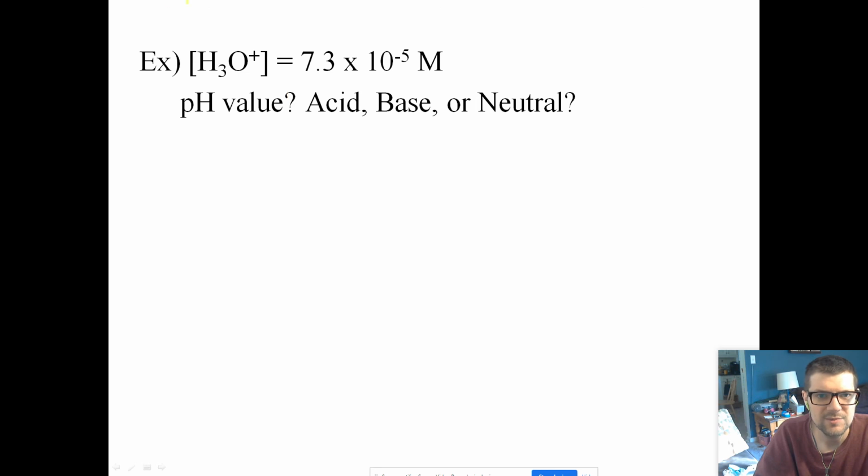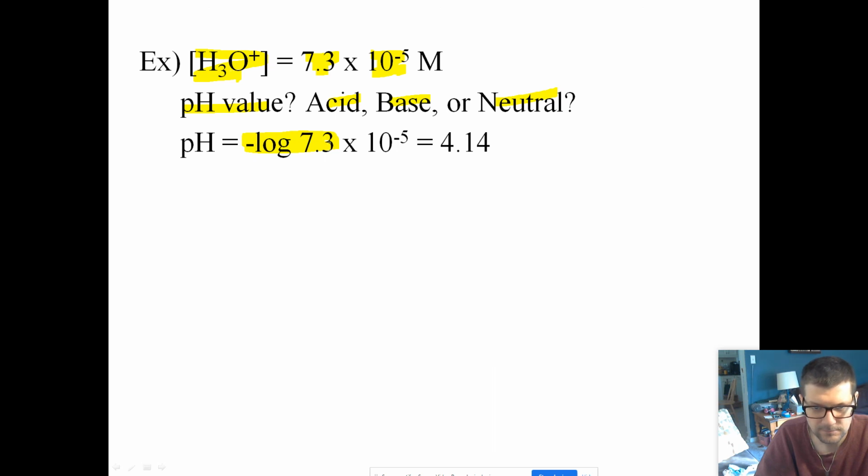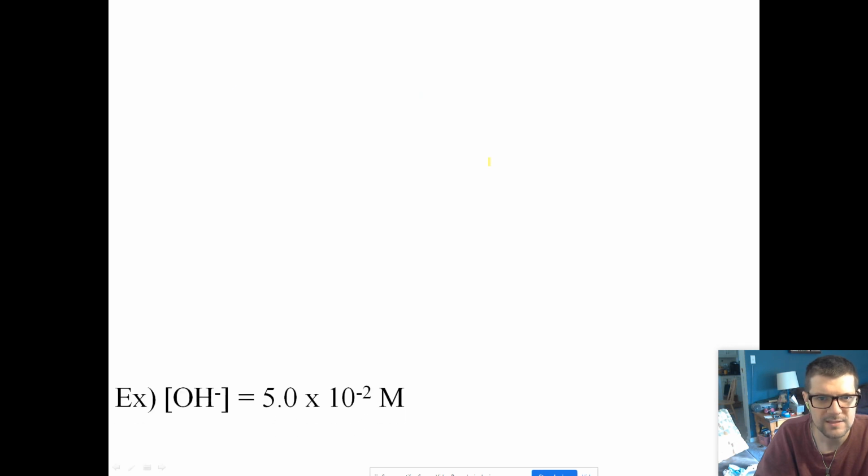So we can take something that has a hydronium concentration of 7.3 times 10 to the negative fifth, and we can say, is this an acid, a base, or a neutral, and what is its pH? To figure out the pH, we're simply going to take the negative log of 7.3 times 10 to the negative fifth, and we're going to get this value, 4.14. 7.3 had 2 digits, so I give 2 digits after the decimal. 4.14 is an acid because it's less than 7. Okay, there's your sig digs. And that's the basic idea.